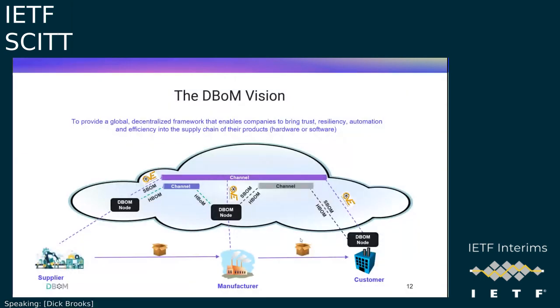Yeah. So I'm looking at the channel concept, and it looks like there's a channel for H-bomb and a channel for S-bomb. Does that mean that a channel is specific to a single type of attestation, or can a single channel be used for multiple types of attestation?